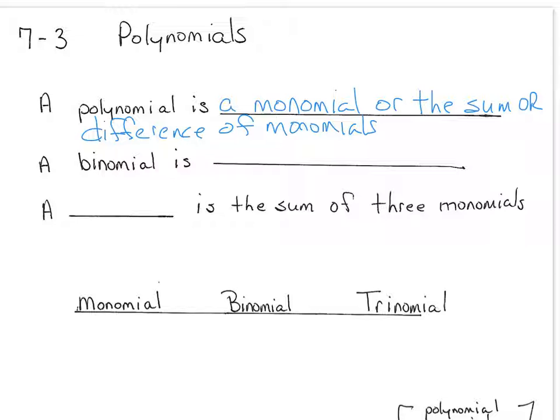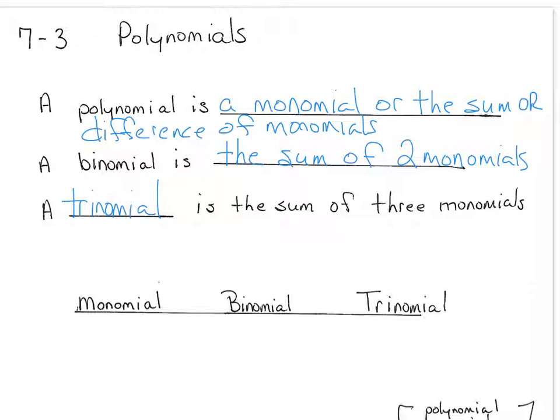A binomial. Any ideas what a binomial might be? It's the sum of two monomials. A bicycle has two wheels, so a binomial is the sum of two monomials. If it's a sum of three monomials, what do you think we might call it? A trinomial. More than that, we just usually call it a polynomial. We don't have a specific name for anything more than that.